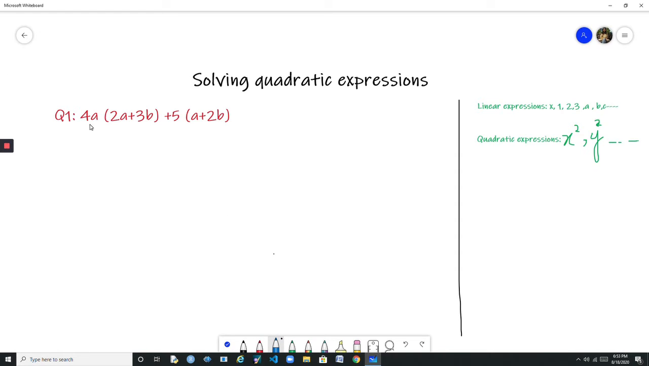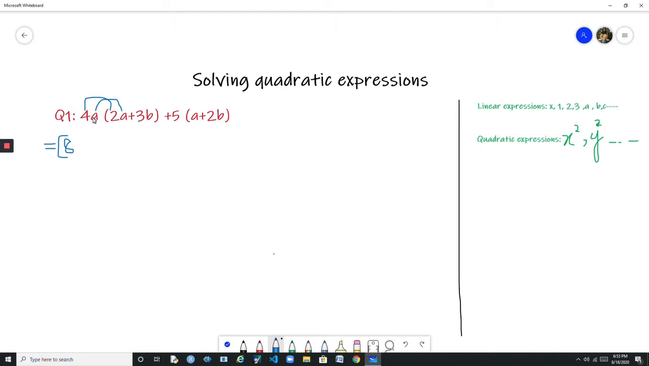So the question is 4a into (2a plus 3b) plus 5 into (a plus 2b). The first step is to multiply these. We'll take a big square bracket and put 4a. Whole numbers would be multiplied with whole numbers and the variables would be multiplied with variables. When variables are multiplied with each other, their powers add. So first let's multiply the whole numbers, which is 8.